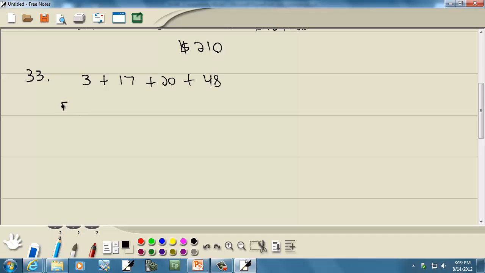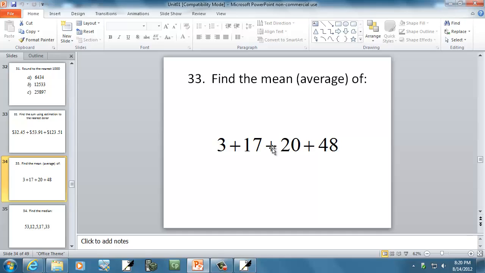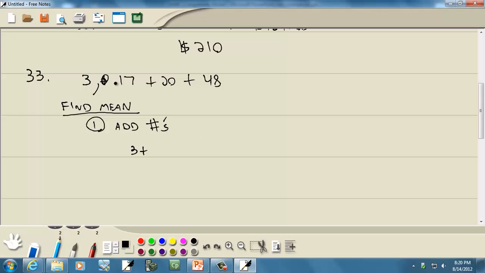Well, to find a mean, first thing you do is you add the numbers. So we got 3. Did I put a plus between those? I should have had commas there. Sorry about that. So commas there. So 3 plus 17 plus 20 plus 48. Well, 3 plus 17 is 20, plus that is 40, 88. Gives us 88.